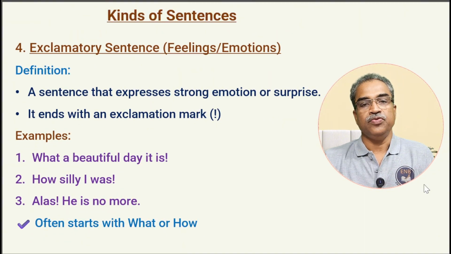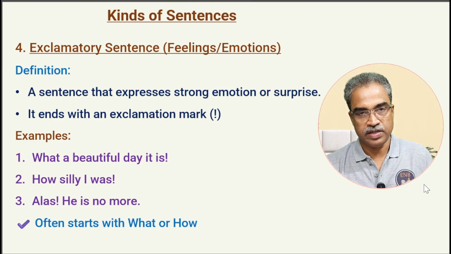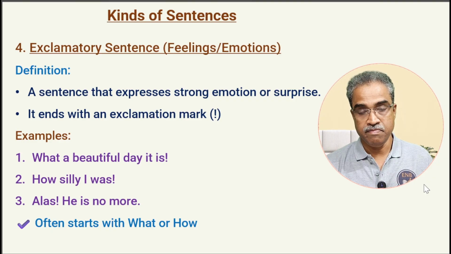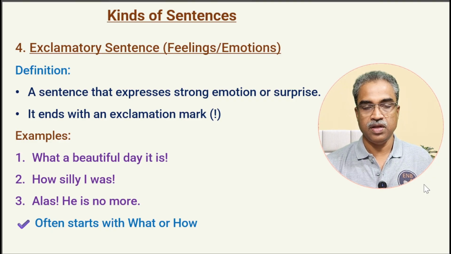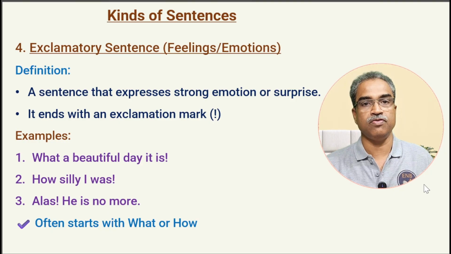Next one, fourth one. So what are the things we learned? First, we learned statements or declarative, assertive, other names. Then interrogative, questions. Then imperative, commands and requests. And the fourth one, exclamatory sentence. What are exclamatory sentences? Sentences that express our emotions and feelings so powerfully.